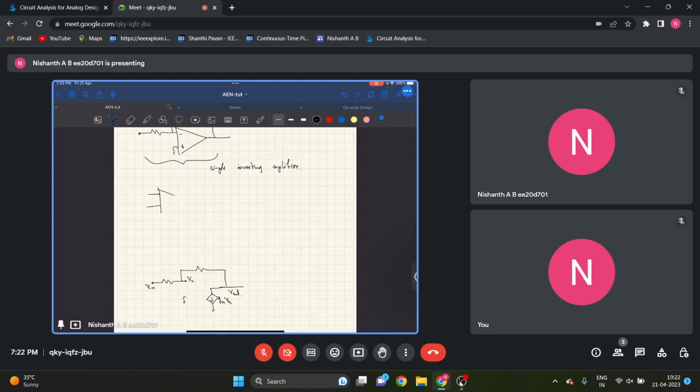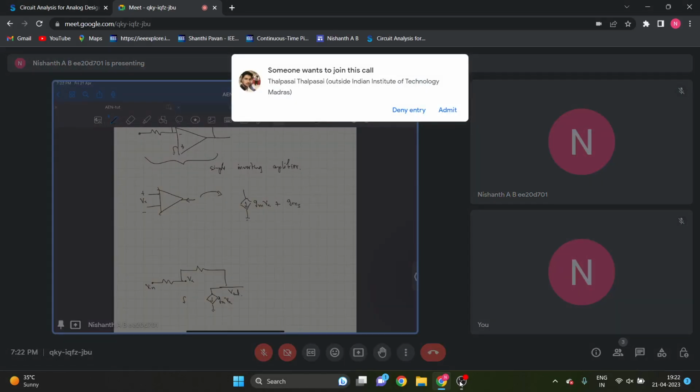In fact, this op amp I'm saying is a non-linear element. Let's say this potential was Vx, the output current will be Gm times Vx plus Gm3 times Vx cube.